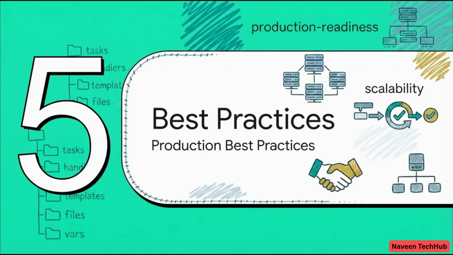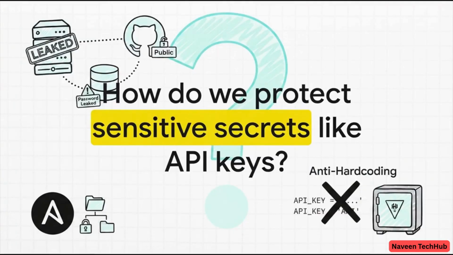Section 5. Production Best Practices. Now, we've all seen those absolute horror stories of API keys or database passwords getting leaked on public Git repositories, right? So how do we store sensitive secrets safely when our infrastructure code is meant to be shared with the whole engineering team? Well, I'll tell you one thing, hard coding is never the answer.